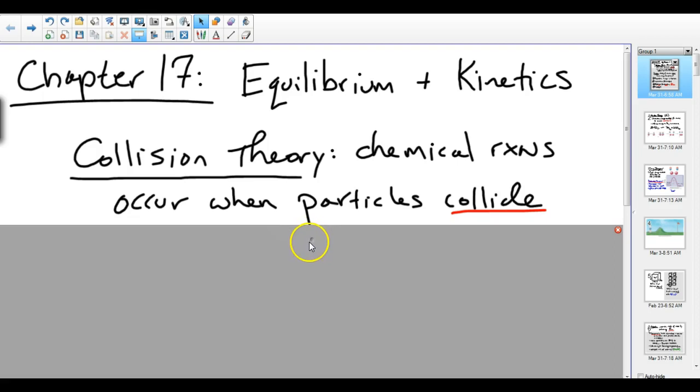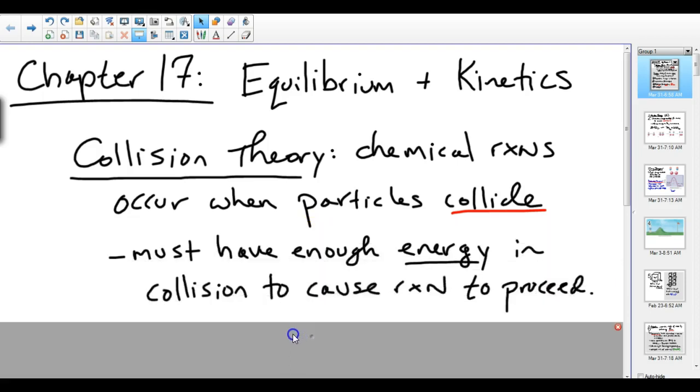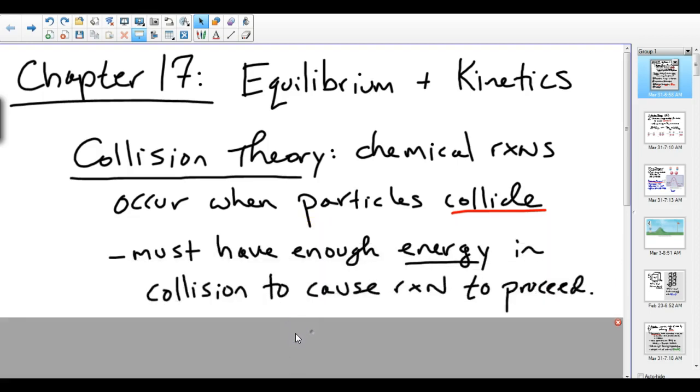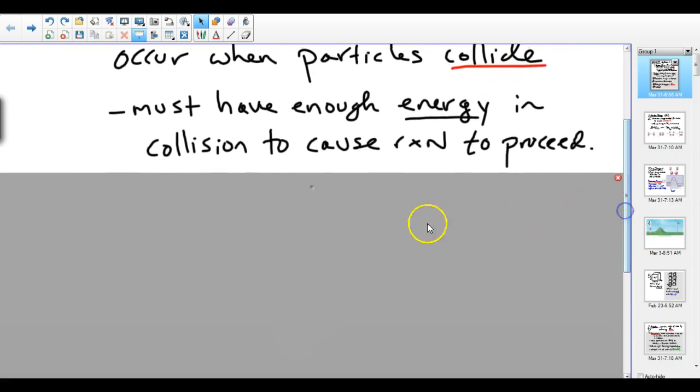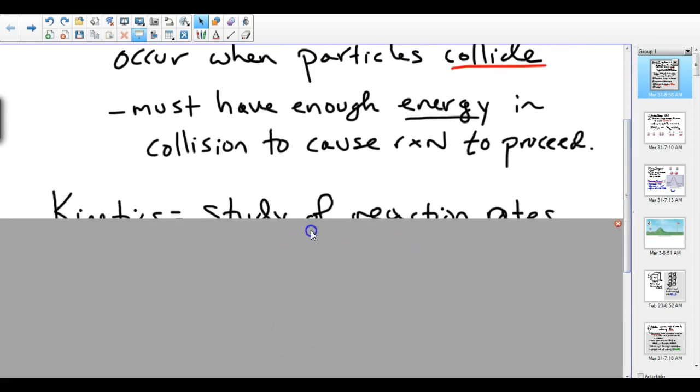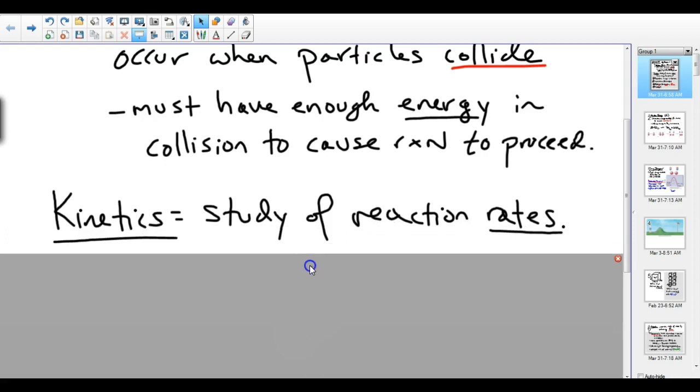Now, collision theory is the idea that chemical reactions occur when particles collide. Particles meaning atoms or molecules. And you need to get those atoms and molecules in a reaction close enough to each other to react in the first place. And to do that, they need to collide or come close to each other. However, they must have enough energy in that collision to cause the reaction to proceed. If they do collide, but some atoms and molecules are at a low energy, the reaction won't proceed.